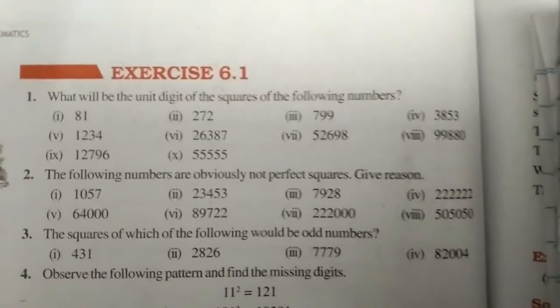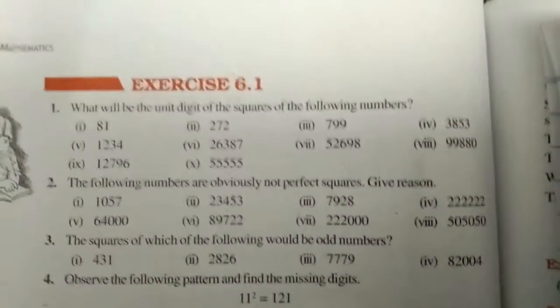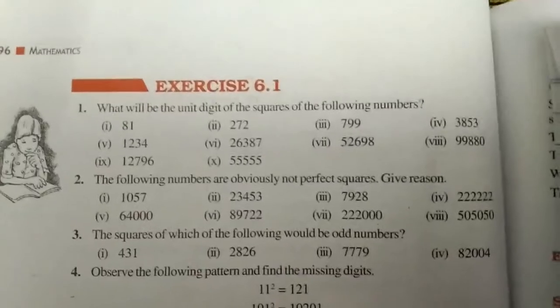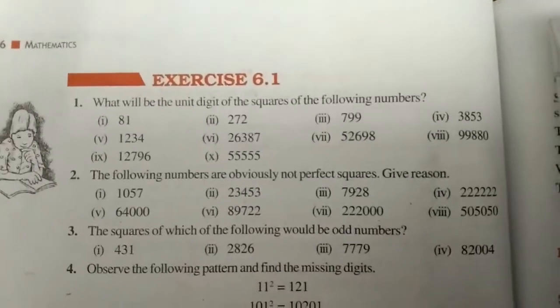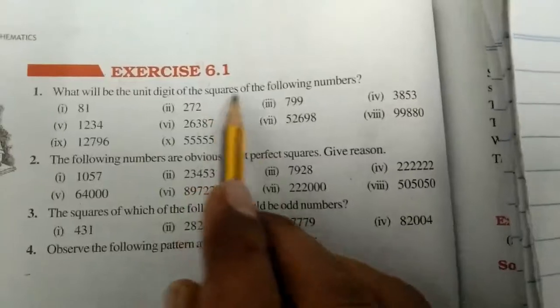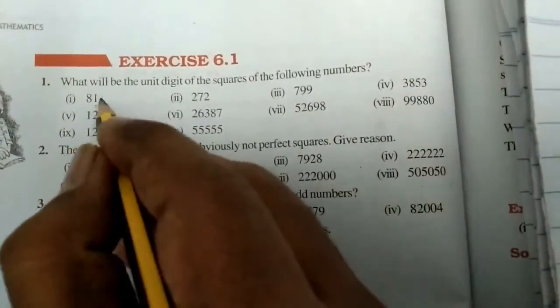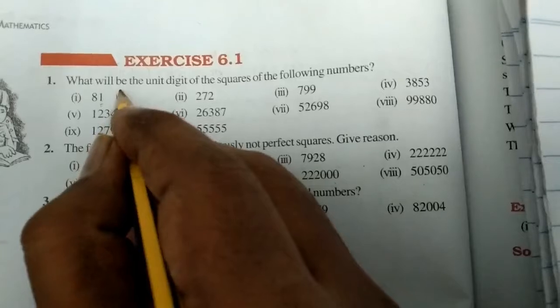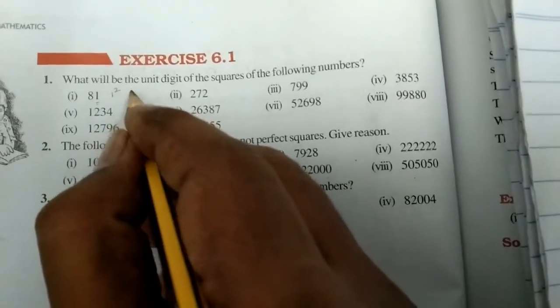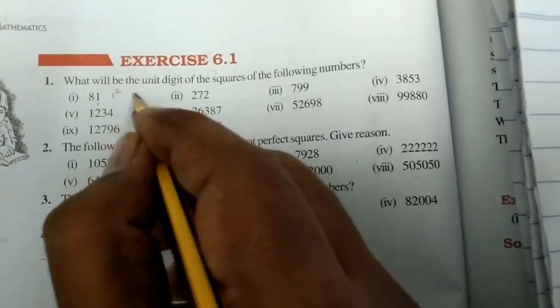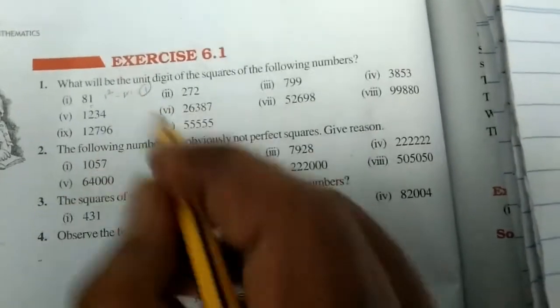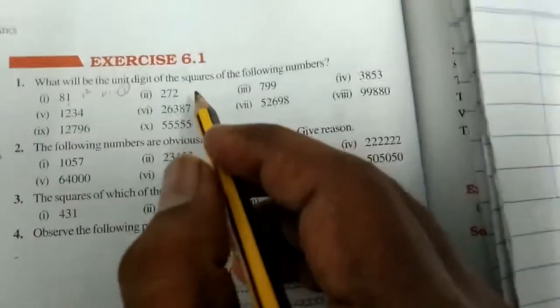Now we are going to discuss exercise 6.1. For that, the first problem is given. What will be the unit digit of the square of the following number? So consider the unit digit. Find one squared value. One squared value is 1, that is 1 into 1, that is 1. So the unit digit of 81 squared is 1.